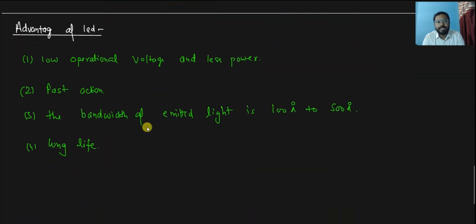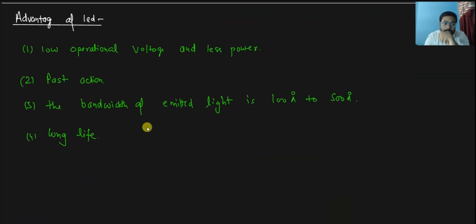Now what is the advantage of LED? The advantage of LED is its low operation voltage and less power. It requires very low voltage to operate, and power consumption is less in that case. It's fast action, because once you connect the electrical setup, the electrons start moving and combining, and it's a fast process. Bandwidth of emitted light is 100 to 500 angstrom.